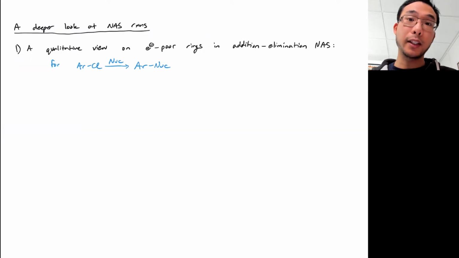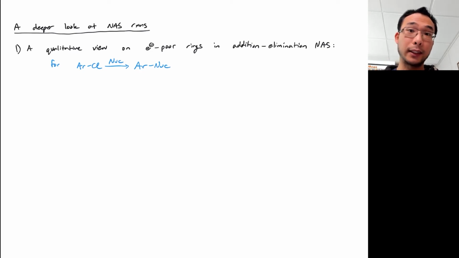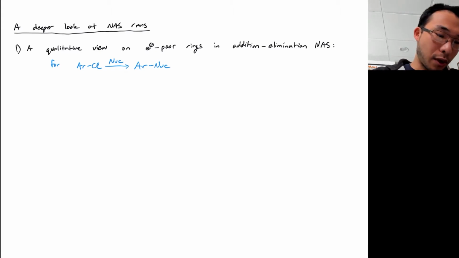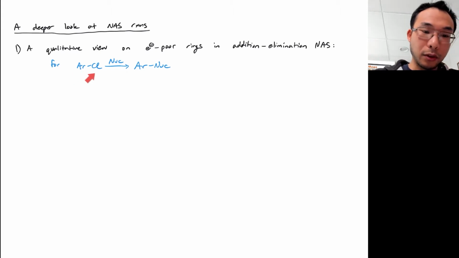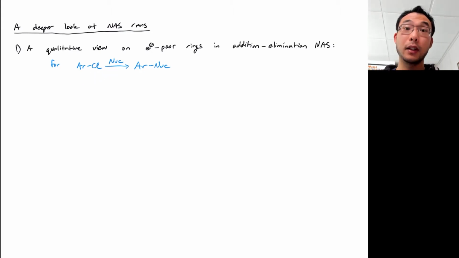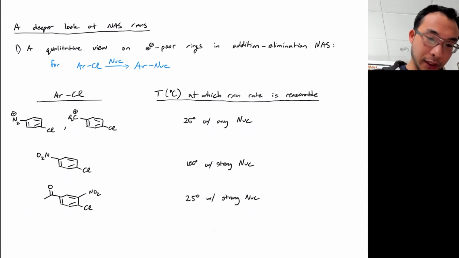Now let's take a deeper look at some aspects of NAS reactions. A question that always comes up when first learning organic chemistry is, how electron poor is electron poor enough, or how electron rich is electron rich enough. So what I'm going to show you now is a very qualitative view on how fast addition-elimination NAS reactions can take place for a molecule which is an aryl chloride reacting with a nucleophile. So let me show you a table of 3 reactions here.